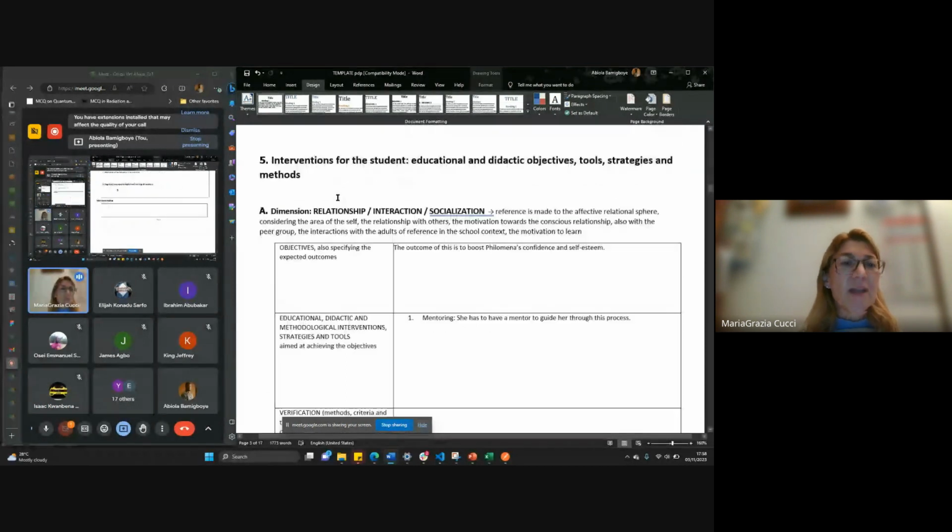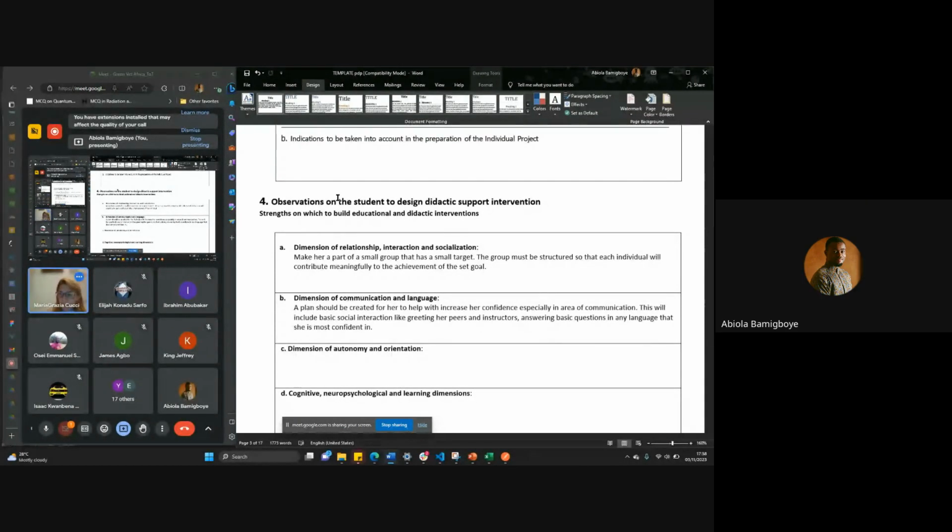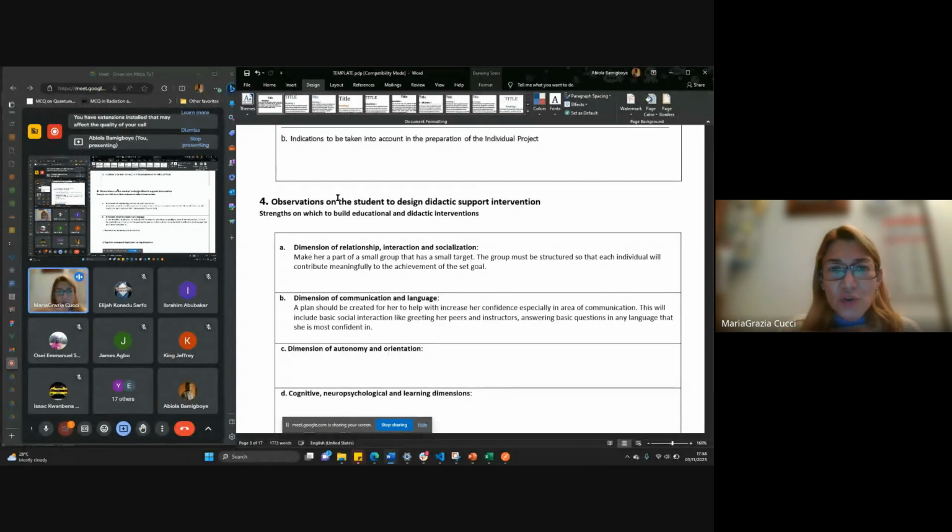In this one, yes, exactly, because these are already some outcomes and some strategies that you put together. While in this part, you should note the points of strength on which to build educationally. So maybe she is able to speak. She is more likely to speak when she is in a small group, or when she is alone, in a singular conversation. This could be a point of strength, because from this point onwards we can build something. This is for the communication and language.